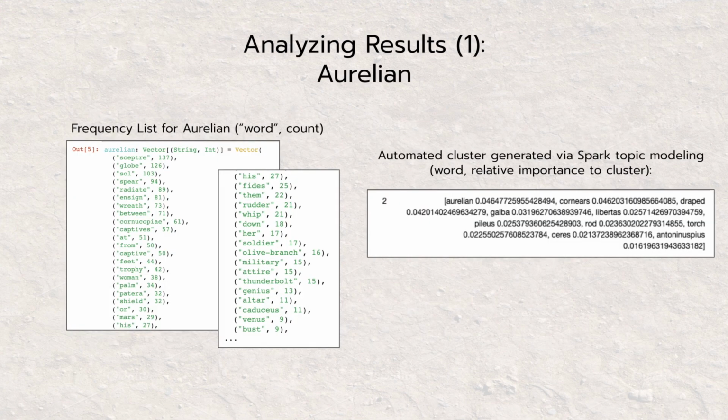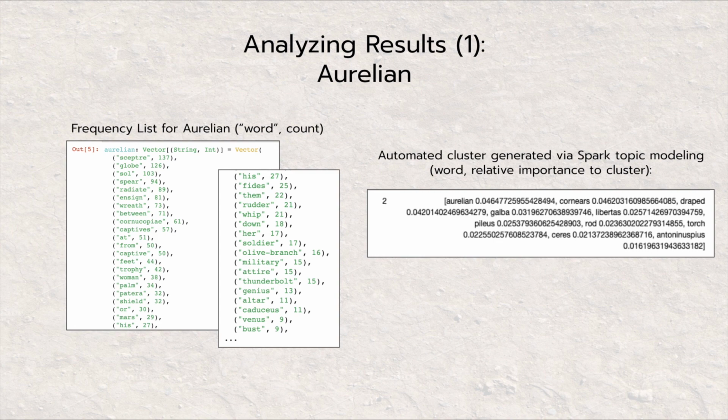Anyway, so here's the first result. On the left, you'll see the frequency list for the Emperor Aurelian. And on the right, you'll see the automatic cluster, which generated free of my direction. I didn't tell it to generate one for Aurelian. Aurelian just happens to be the first term in this cluster, and it's listed in the order of most relevant to that cluster. So who was Aurelian?